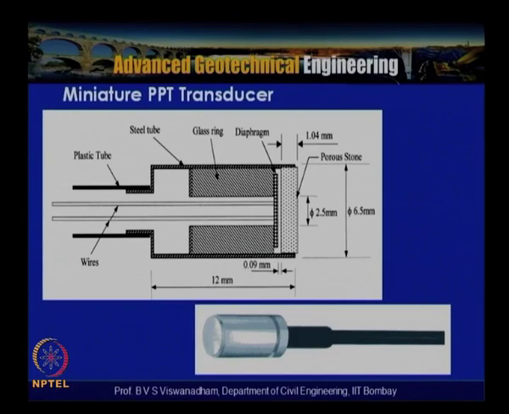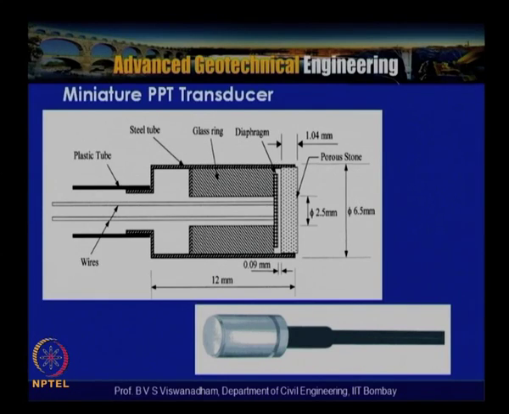Now after having seen the displacement transducers, we come to the miniature PPT transducer, which is called the pore water pressure transducer. So this is a typical pore water pressure transducer. You can see that the diameter is about 6.5 mm and the length is about 12 mm. It has a diaphragm, and onto this diaphragm small miniature strain gauges are pasted in a full Wheatstone bridge.